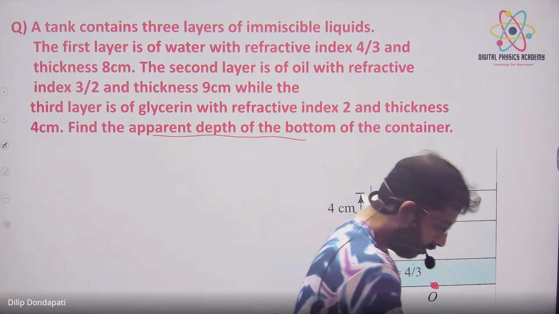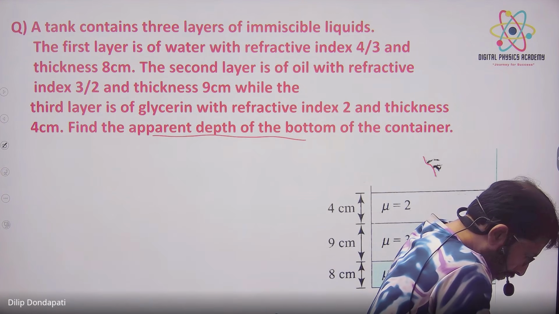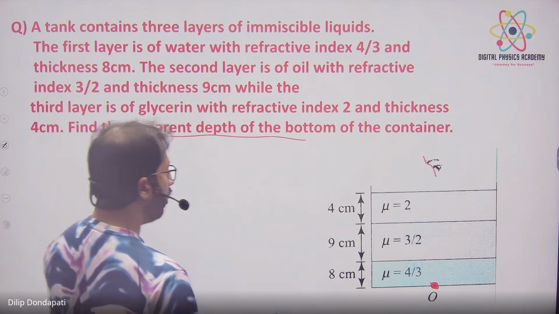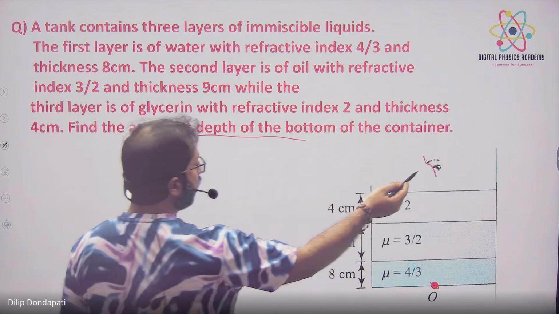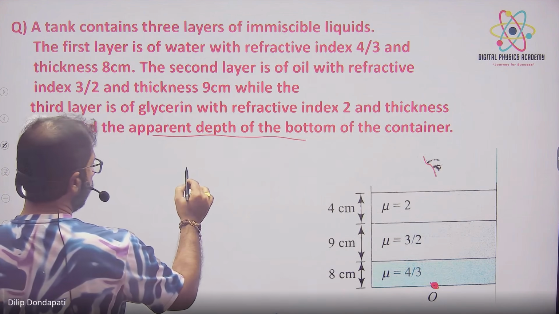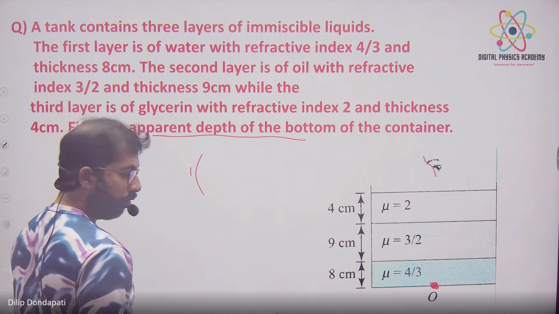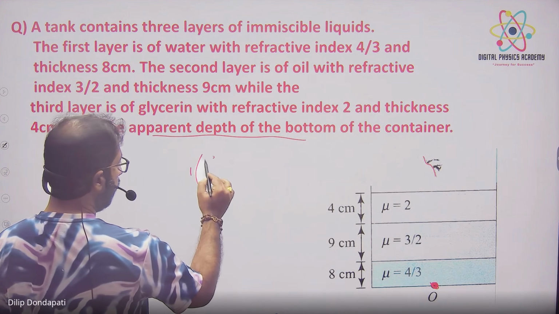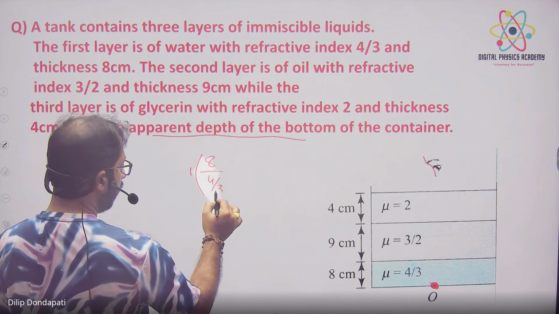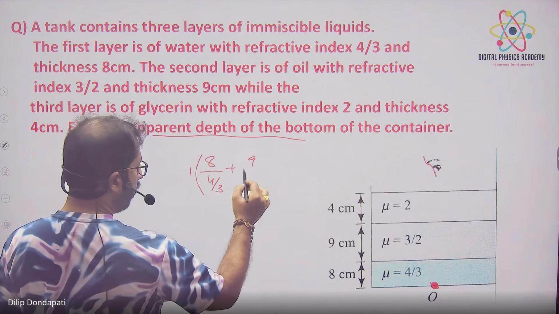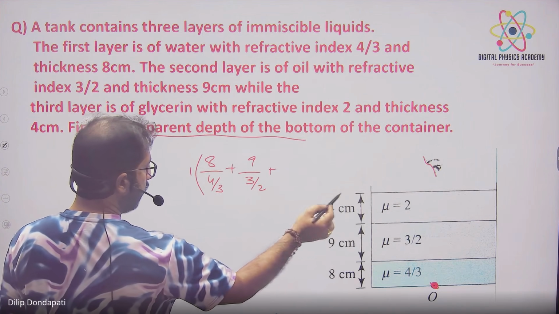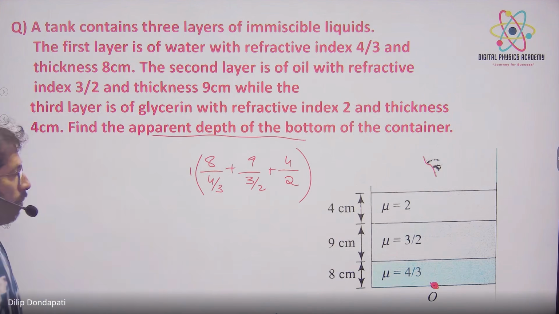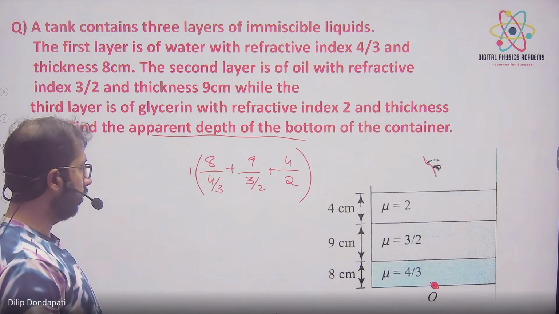Mu into d by mu1 plus d by mu2 plus d by mu3, starting from the object. How much is mu, the refractive index at the eye? It is air, so 1 times 14 of 14. Yes, 14 meters is the answer. D by mu1 plus D by mu2 plus D by mu3. This is the total apparent depth. Solve it, how much is it?